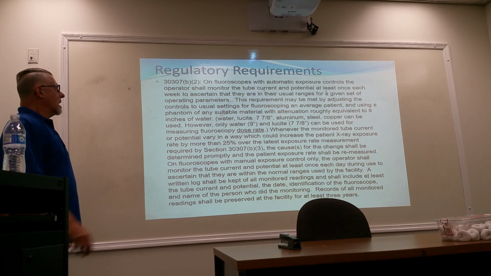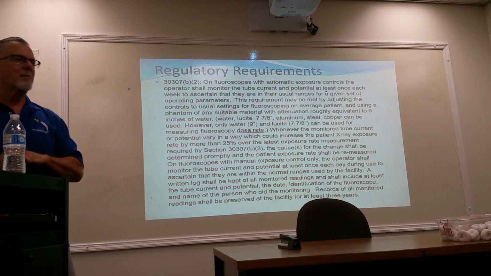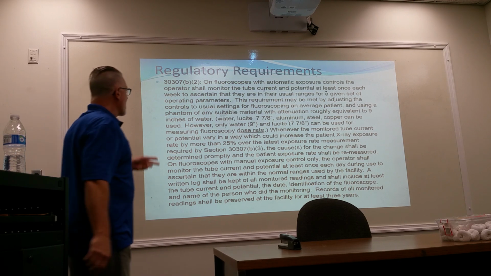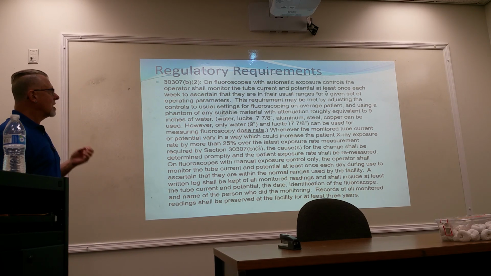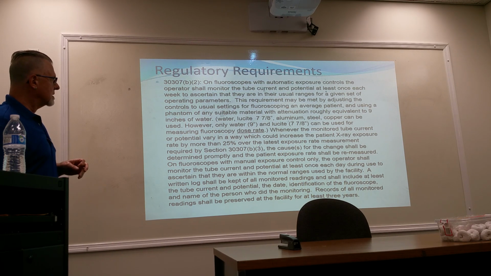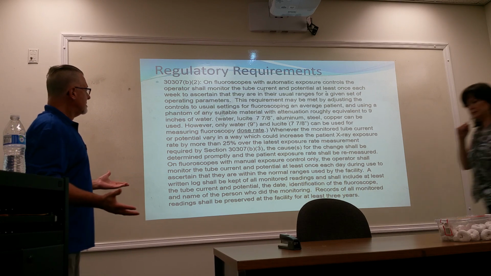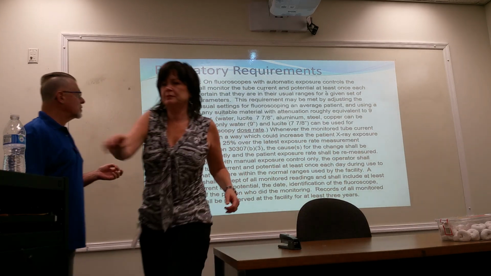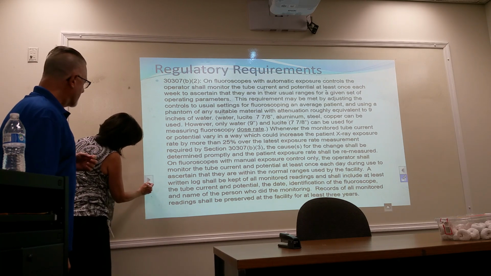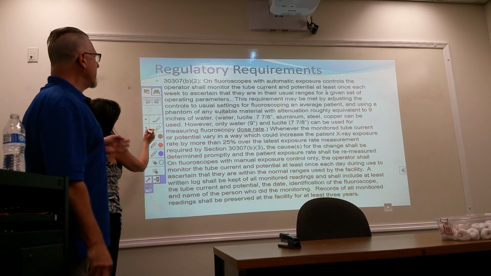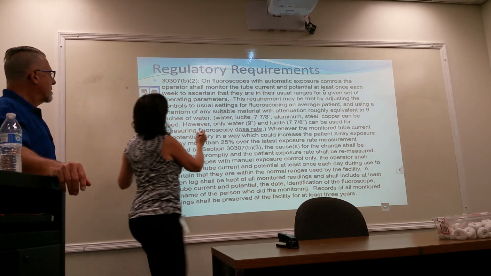Okay. Very busy slide, but basically, let me kind of consolidate this. California, for fluoroscopic equipment that has automatic exposure controls, which would be your automatic brightness system, okay, the operator shall monitor tube current and potential at least once each week to ascertain that they are in their usual ranges for a given set of operating parameters.